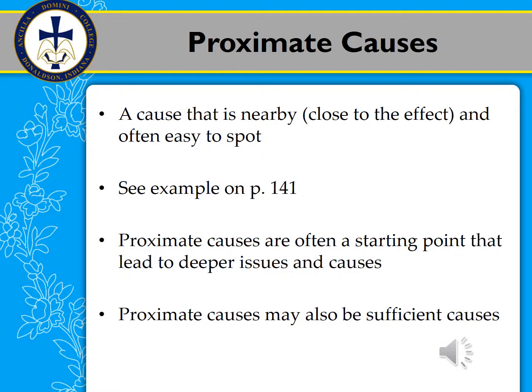Another example they go with here is a minivan crashes because a front tire explodes. So your front tire explodes, and so your car crashes. Well, it's pretty easy to say that seems like a cause. It's pretty easy to spot. Now again, it may not be the only cause, and it may not be necessary for that effect to happen, but it's proximate. And we can say proximate causes may also be sufficient causes. A lot of times there's some overlap on that. Proximate causes are often a starting point to start researching and looking, and that's going to lead you to deeper issues and causes.